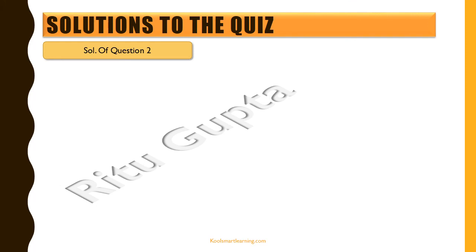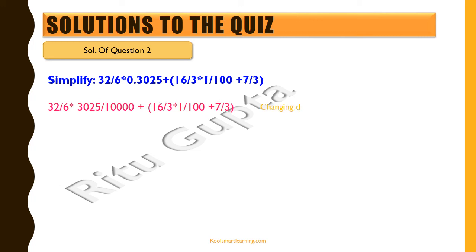Let's look at the solution for question 2. Here we have a question again, with a mixture of brackets, a mixture of decimal numbers plus the p by q form of rational numbers. So first we'll change the decimal number to its p by q form, and here is what we get.